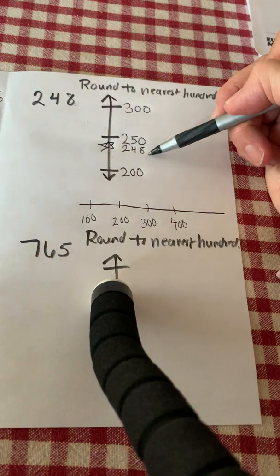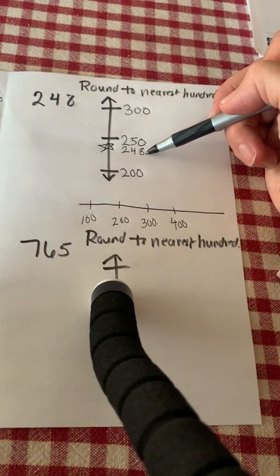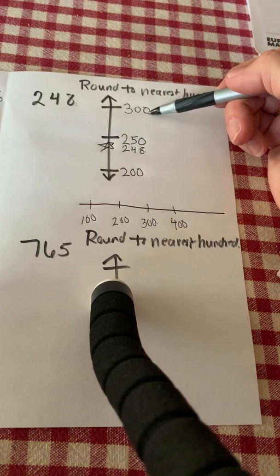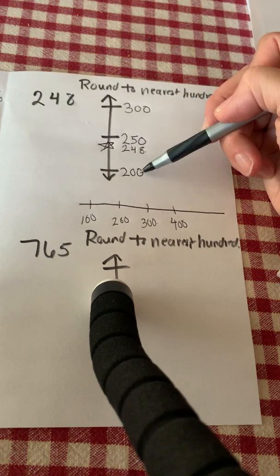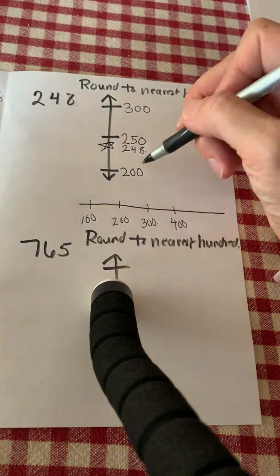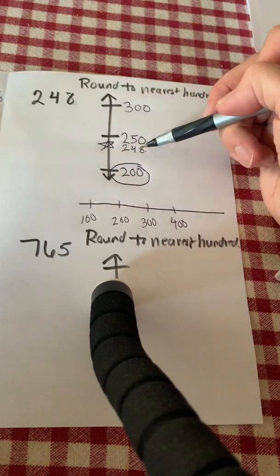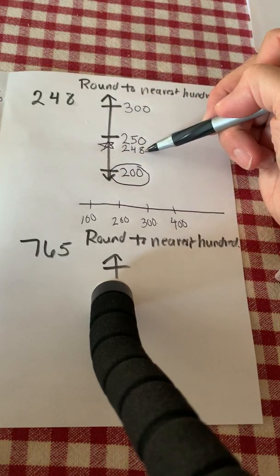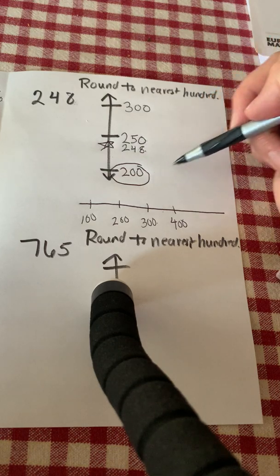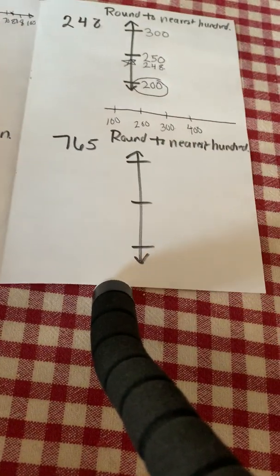Then I circle which number I'm going to round to. Would I round this number 248 to 300, rounding it up, or would I round it down to 200? I would round it down to 200 because 248 is less than the midpoint. Are you guys kind of seeing how this works? All right, next one.